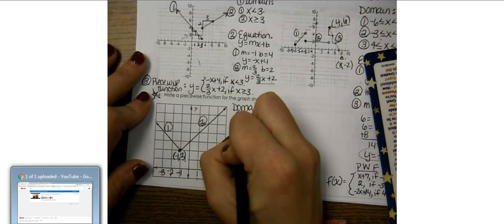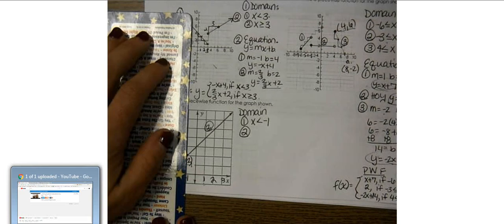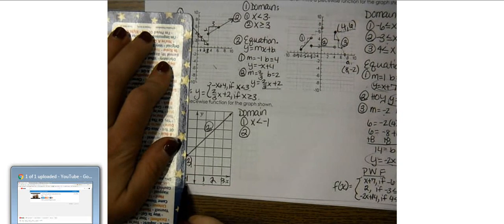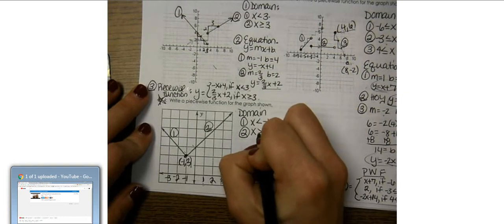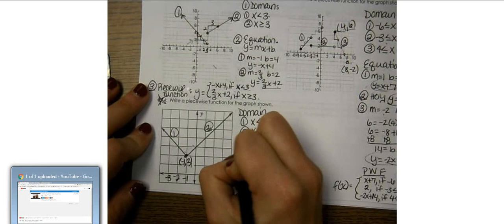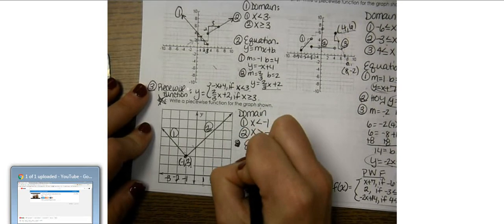The second domain piece is going to be all values of x greater than or equal to -1. So this is a 1, a 2, and a 3, and all of the values of x that are bigger than -1 are being touched by this side of the ray. So that is x is greater than or equal to -1. Step number 2, we need to come up with our equations.